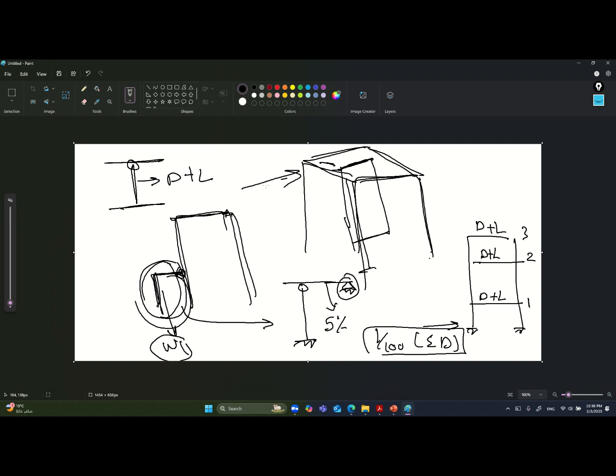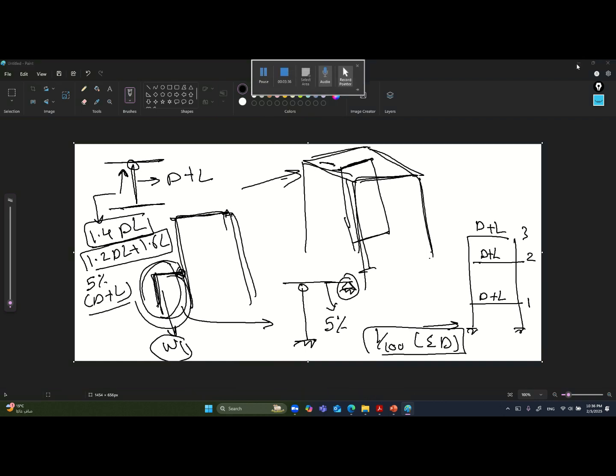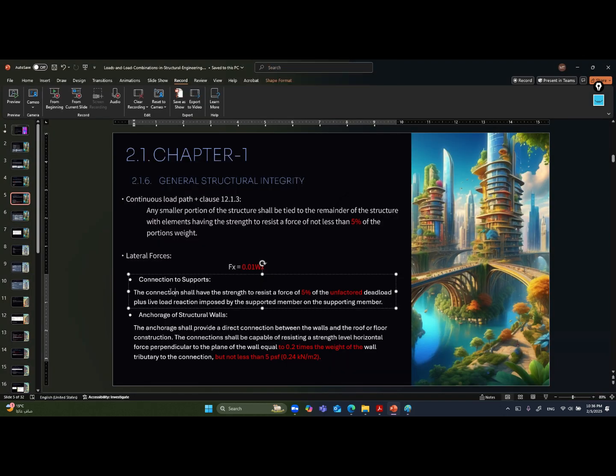The first thing you will consider is the load combination. So it is a strength design. So I must consider the cases 1.4 dead load and 1.2 dead load plus 1.6 live load. Okay, that is a vertical force, and we must also consider a lateral force which will be equal to 5% of dead load plus live load. So it is also important to consider this.